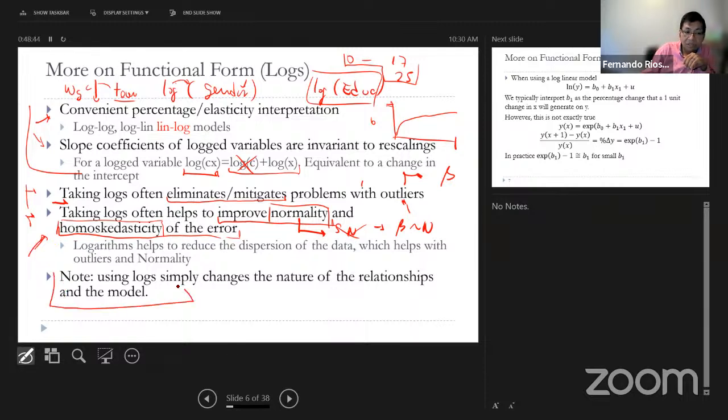The other thing is that every time you use logs in the model, you need to be aware that by doing that, you're really changing the relationship between the dependent and the independent variables. And that was already explained before, because all the marginal effects are no longer a one-to-one variation, but you're talking about now unit variation versus percentage variations and vice versa.